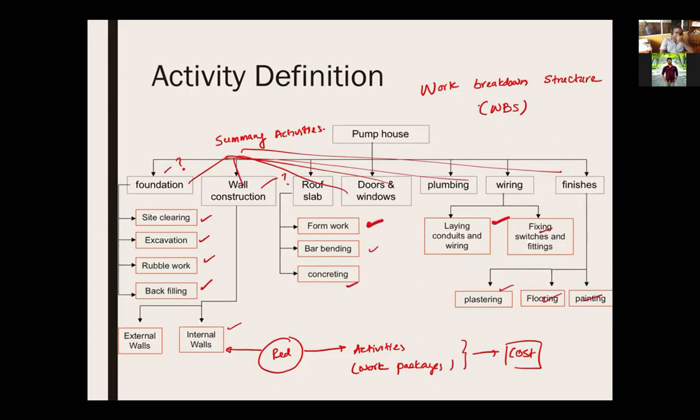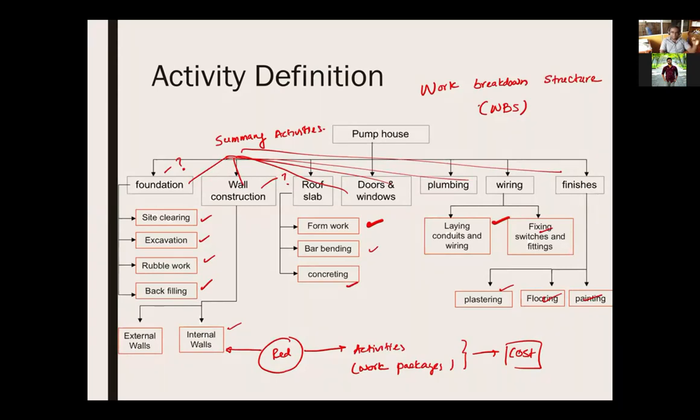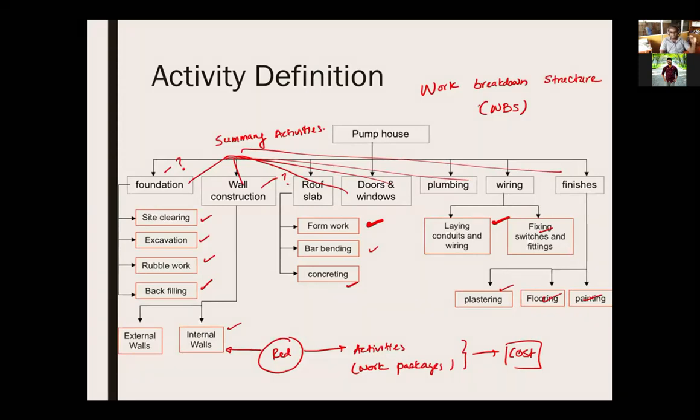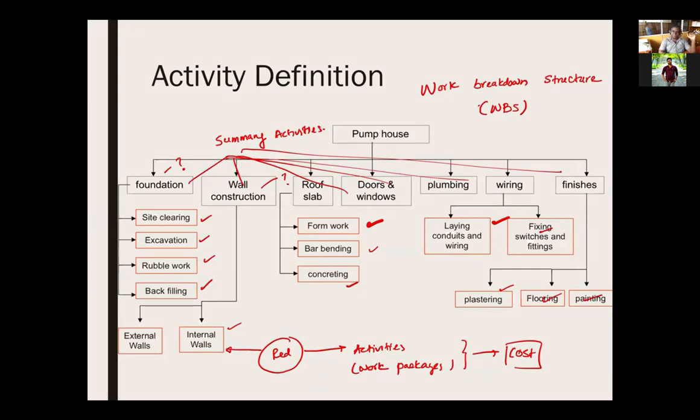So we have defined the activities. We have prepared that in a structure, we call it work breakdown structure. That's easier for us to manage a project like that. So activity definition has to be done. That you have to understand.